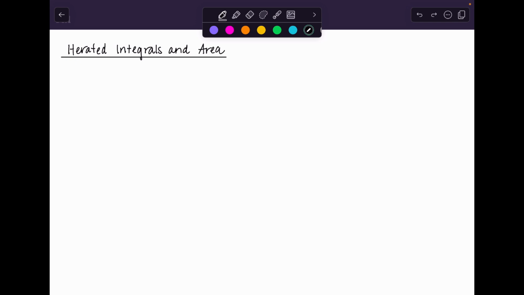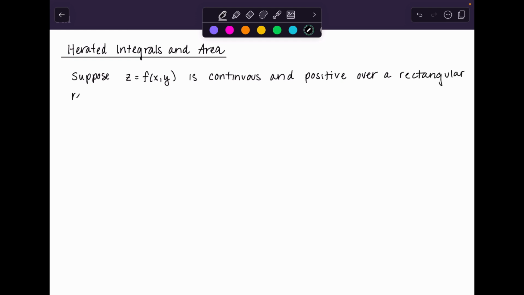So we're going to start and we're going to assume we have a function z. So suppose that z is a function of x and y, and this is continuous and positive over a rectangular region R. So this region R is all the xy coordinates such that x is trapped between A and B, and then y is trapped between C and D.